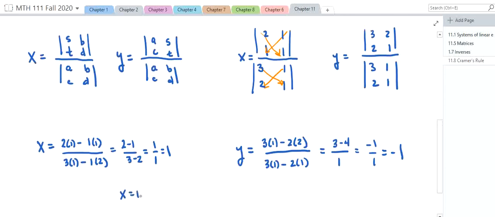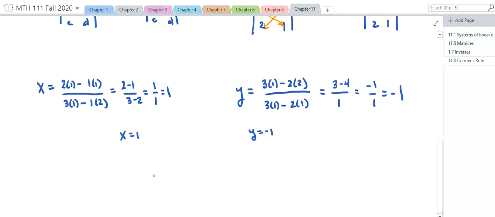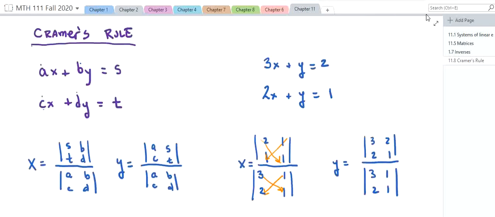So x equals 1, y equals minus 1. You can plug those in this system of equations and see if it works to check your answers. And that is Cramer's rule. It really is just that simple. So this is for 2 variables.